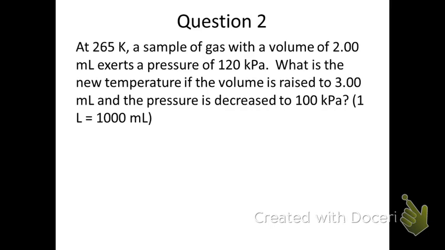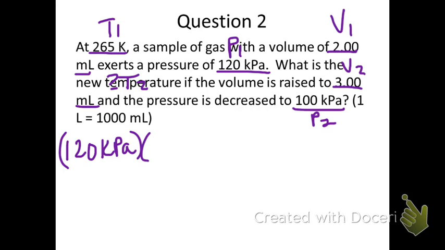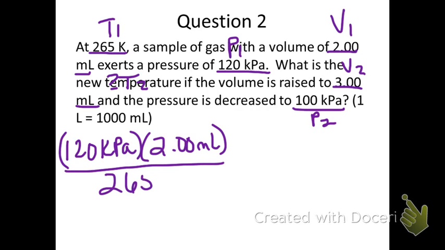You should have picked out 265 as being T1, 2 milliliters being V1, and 120 kPa as being P1. It's asking for a new temperature, so that's T2. The new volume is 3 milliliters, and the new pressure is 100 kPa. So to set this up, it will be 120 kPa times 2 milliliters over 265. Since it's already in Kelvin, I don't need to make any changes.